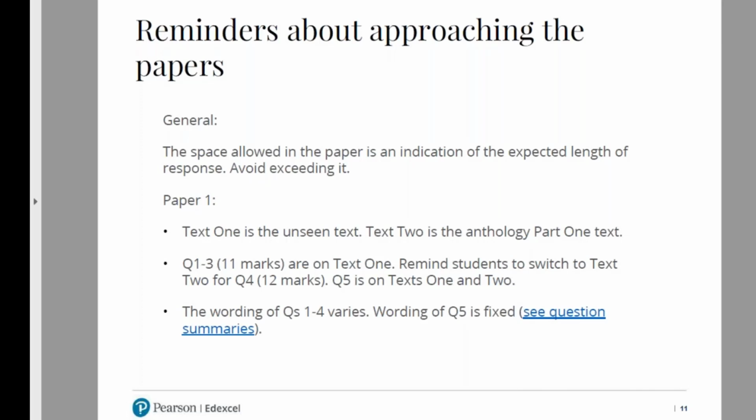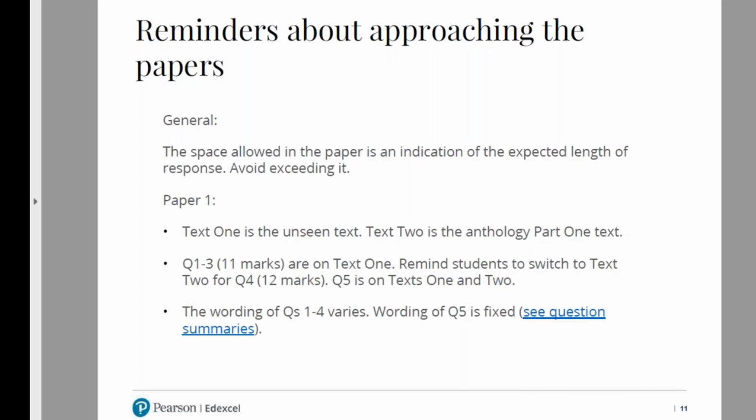Paper 1, so text 1 is on the unseen text and text 2 is on the anthology part 1 text. So these are just very basic things, but it does occasionally happen that students get confused and don't move to the right text for the right question. So questions 1 to 3 are on text 1, so the unseen, and then they need to switch to text 2 for question 4. And then question 5 is the comparison one on both of the two texts.